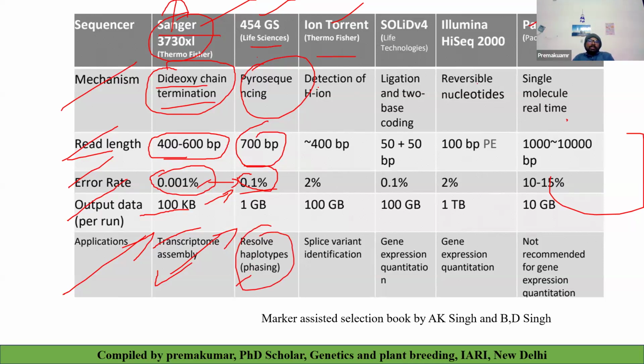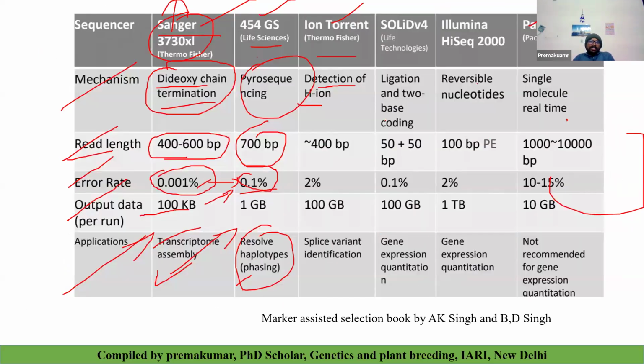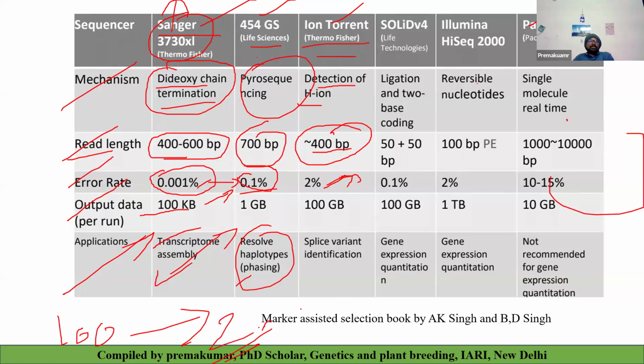Then Ion Torrent is based on the detection of H+ ions. Whenever a dNTP is added, definitely there will be release of H+ ion, and based on detecting the H+ ion release, this platform works. The read length for Ion Torrent is 400 base pairs, and the error rate is quite high compared to 454 and Sanger sequencing. Error rate 2%. For example, if you are sequencing 100 bases, then there will be 2 errors.